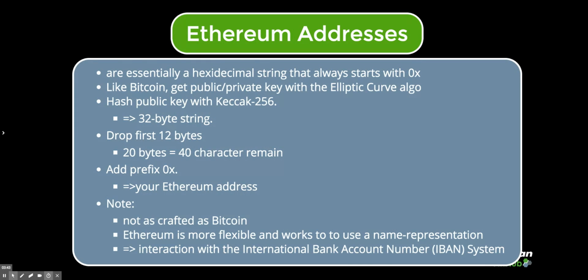Now, this is not as finely crafted as a Bitcoin address, but it is much more flexible. In fact, what they're currently working on is a name service for that. The critical part is that there's a project in Ethereum which tries to build Ethereum addresses that have the ability to interact with an IBAN number. That's the International Bank Account Number system that is commonly used, for instance, in Europe, and that makes transfers quite simple. And the hope is that you can use the Ethereum address to directly interact with that wallet.